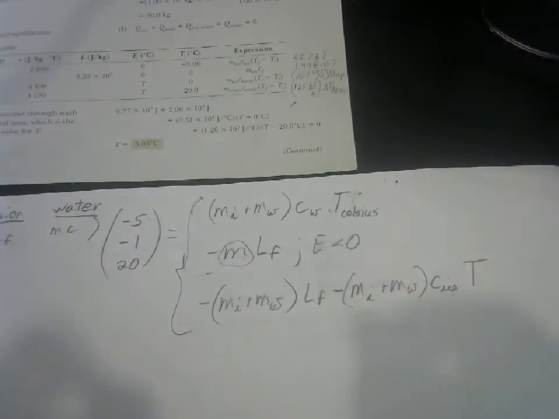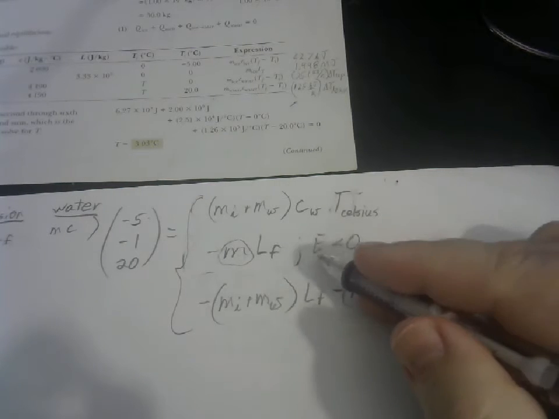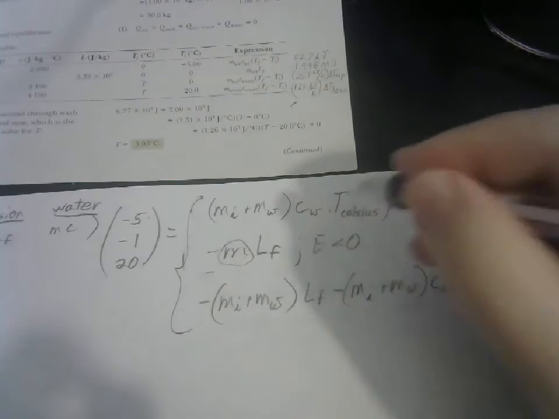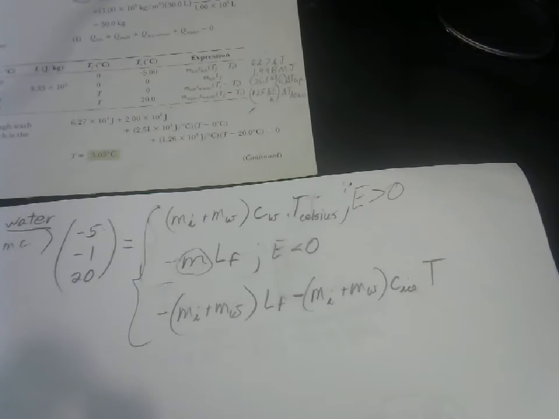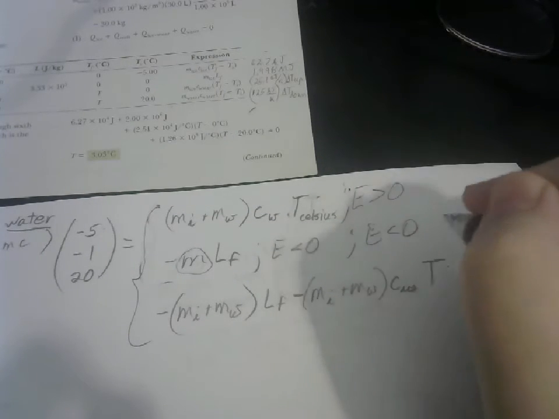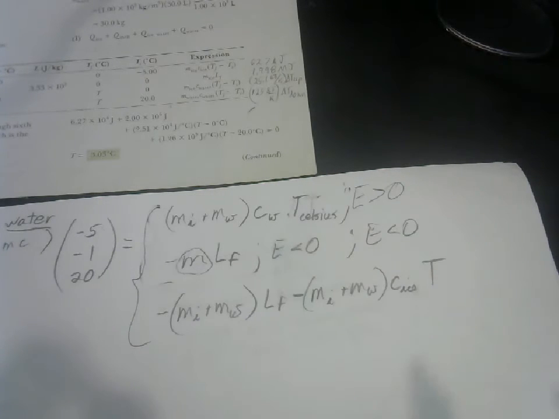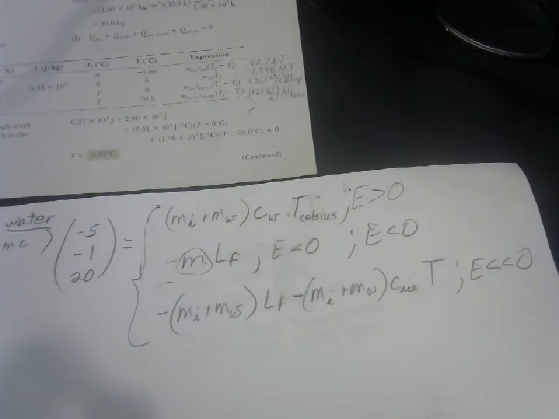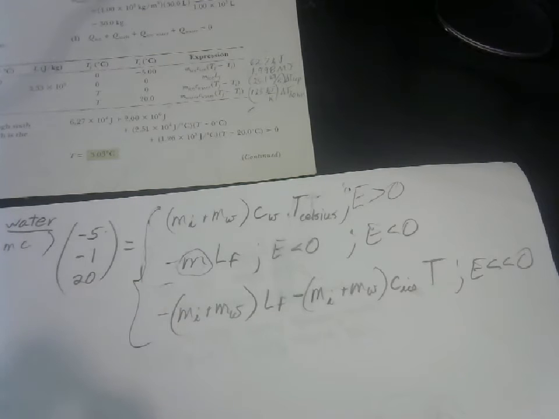So there's 3 conditions here. If E is greater than 0, you end up with a final state of just water. If E is less than 0, generally you're just going to have a certain amount of ice left and everything will be at 0 degrees. And this one is E is much, much less than 0, so that the mass of the ice is greater than the total amount of mass that was there.